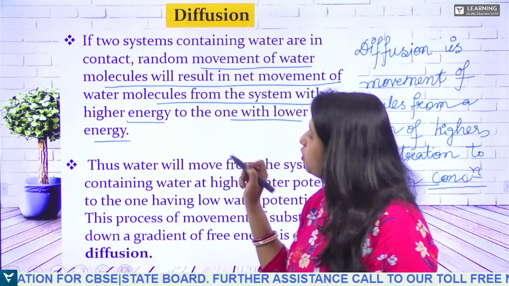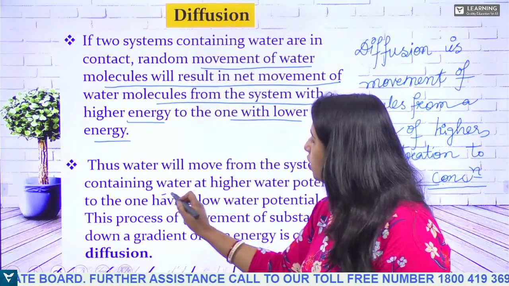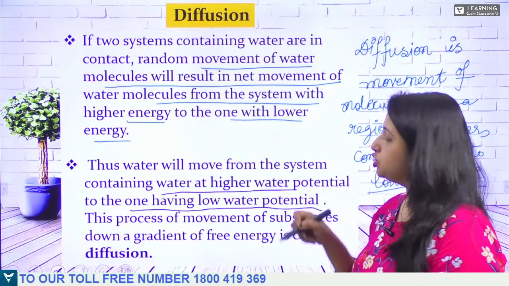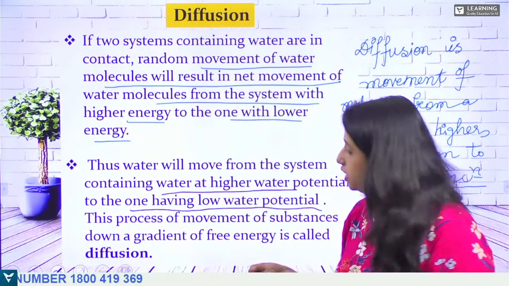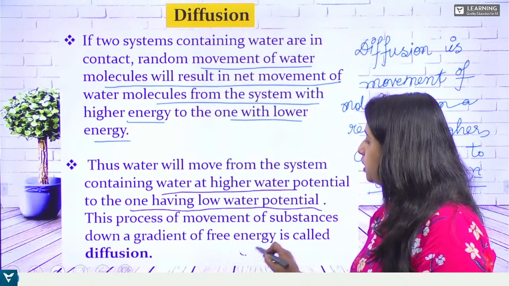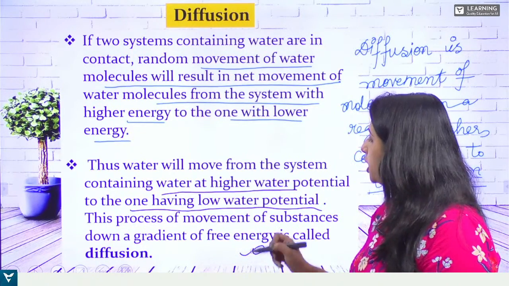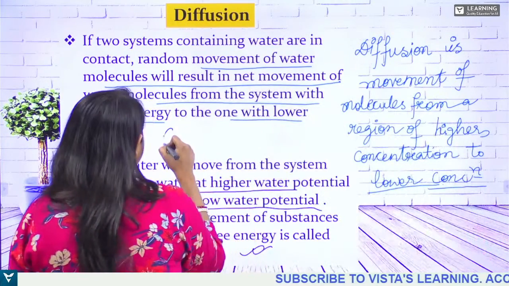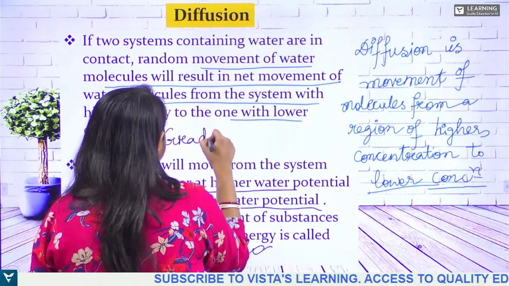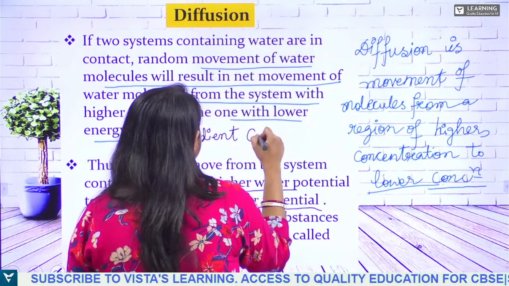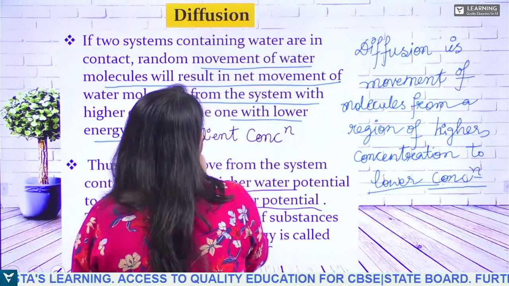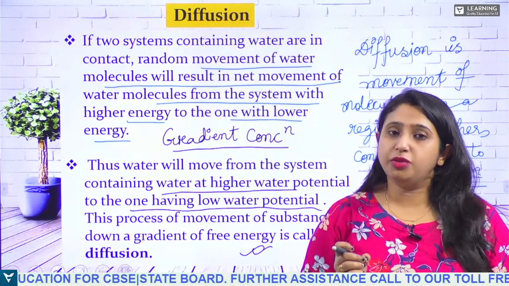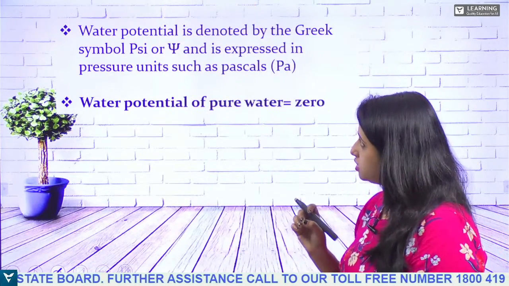Thus water will move from the system containing water at higher water potential to one having lower water potential, which we have just explained. This process of movement of a substance down a gradient of free energy is called diffusion. As you know, diffusion depends upon the concentration gradient. What is this concentration gradient? It means the size of the particles.